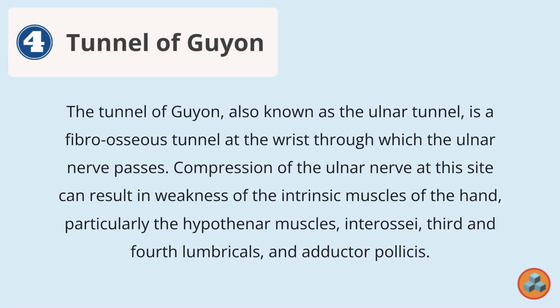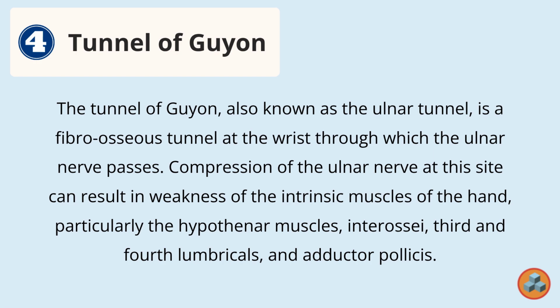Option 4, tunnel of Guyon. The tunnel of Guyon, also known as the ulnar tunnel, is a fibro-osseous tunnel at the wrist through which the ulnar nerve passes. Compression of the ulnar nerve at this site can result in weakness of the intrinsic muscles of the hand, particularly the hypothenar muscles, interossi, third and fourth lumbricals, and adductor pollicis. This presentation typically spares forearm muscles since the site of nerve entrapment is more distal.